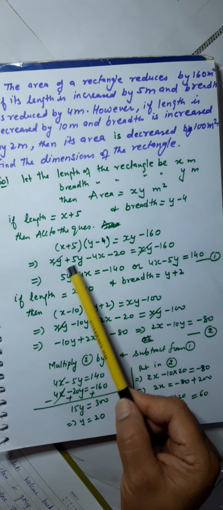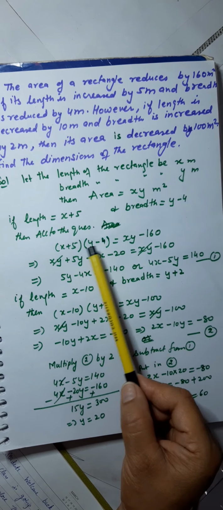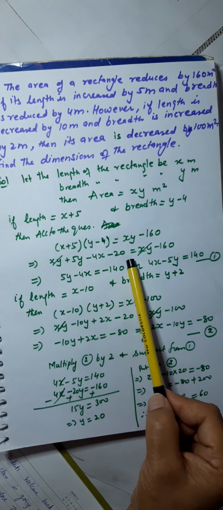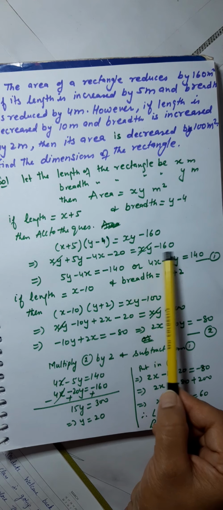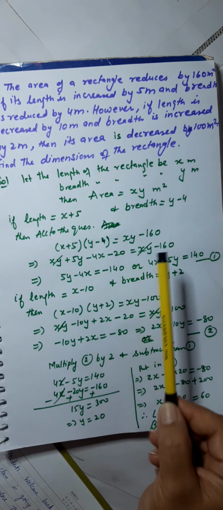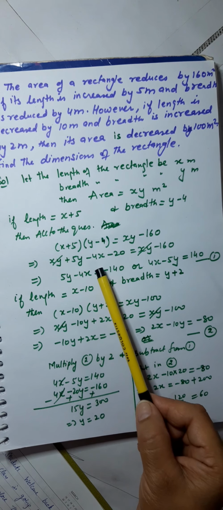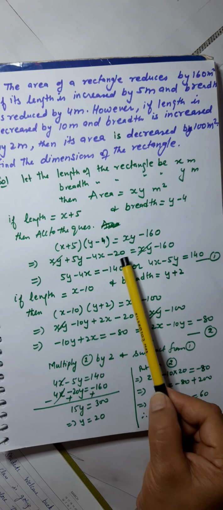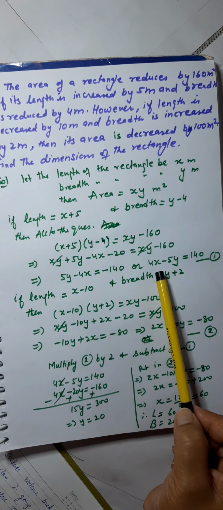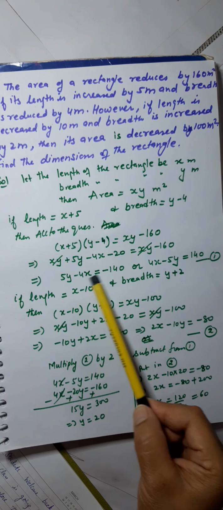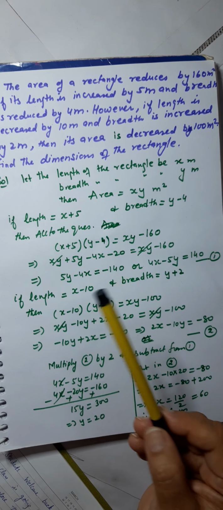So this gives me xy plus 5y minus 4x minus 20 is equal to xy minus 160. xy and xy get cancelled, and I have 5y minus 4x is equal to minus 140, or 4x minus 5y is equal to 140. I have multiplied the whole equation by minus 1.